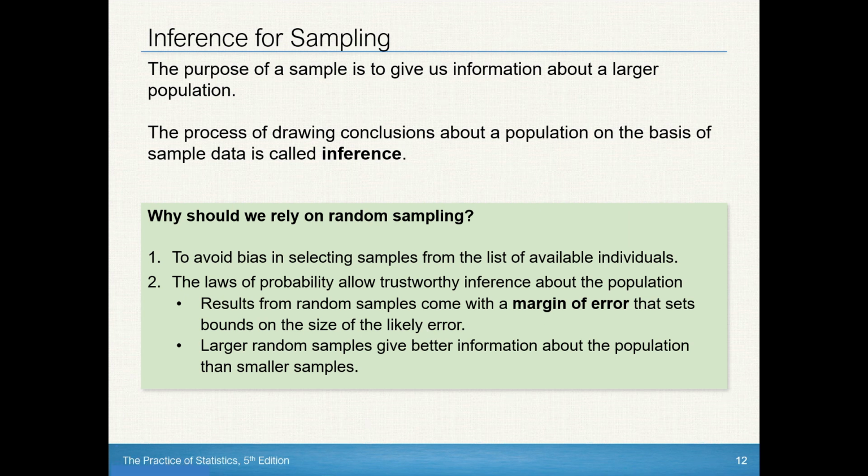In other words, if I am taking a sample of high school students to estimate the average height of a high school student, and I sample 30 high school students and I get their average height, I don't expect the true average height of the whole population to be exactly what I got, but it's reasonable to think that it's close to what I got within some margin of error. Moreover, larger random samples will give better information than smaller samples. So instead of sampling 30 high school students, if I sampled 100 high school students, I would be more likely to get an average height that's closer to the true average height.